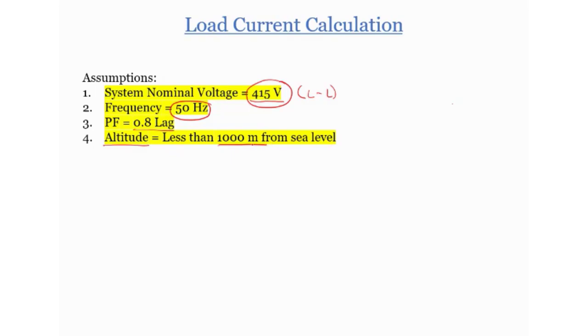The altitude of my installation is less than 1000 meters above sea level, because if I install my system above 1000 meters, the current carrying capacity of the cable and other equipment will be affected. That's why I am taking this altitude level here. So these are the four assumptions that you have to make. I am just taking examples; otherwise these values will not be the same in your case if you are doing it for real time examples.